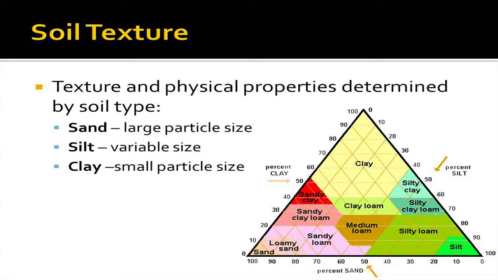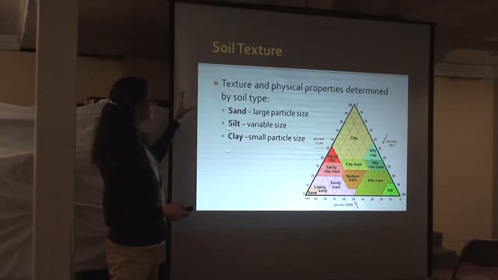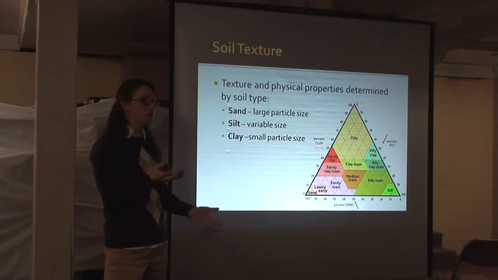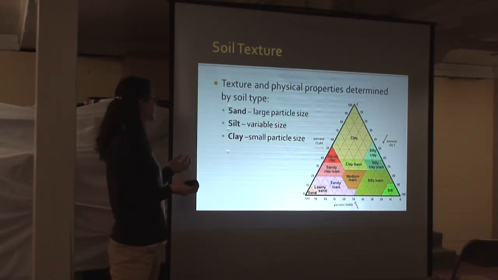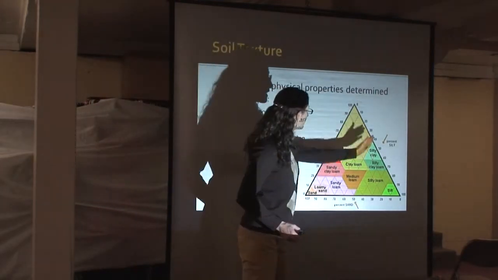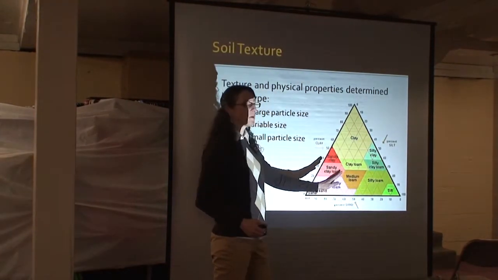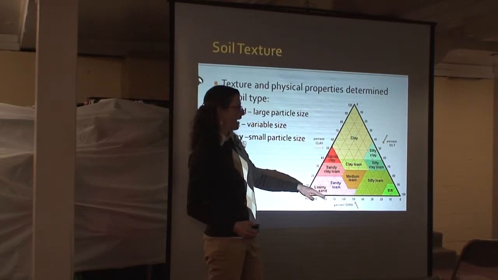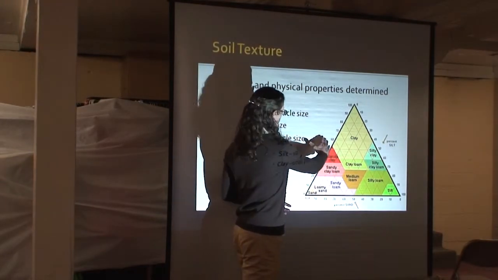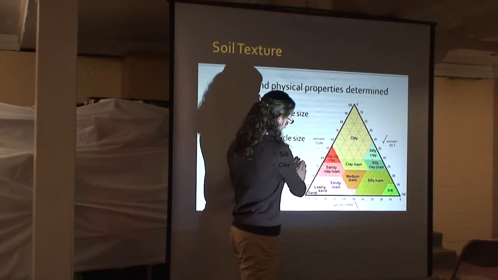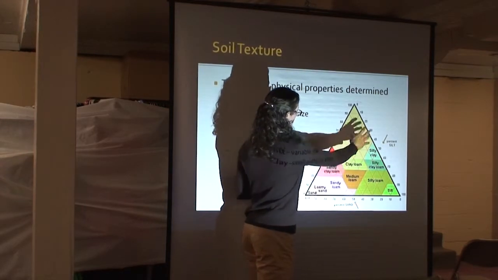The first thing, just to set the stage, is that the texture and physical properties are determined by your soil type. Every one of your soil types is some combination of sand, silt, and clay. And this is a great diagram of that. Somewhere in here, your soil type on any one of your fields is going to lie. And it's really going to depend on the percentage of clay to sand to silt and where that's going to lie.